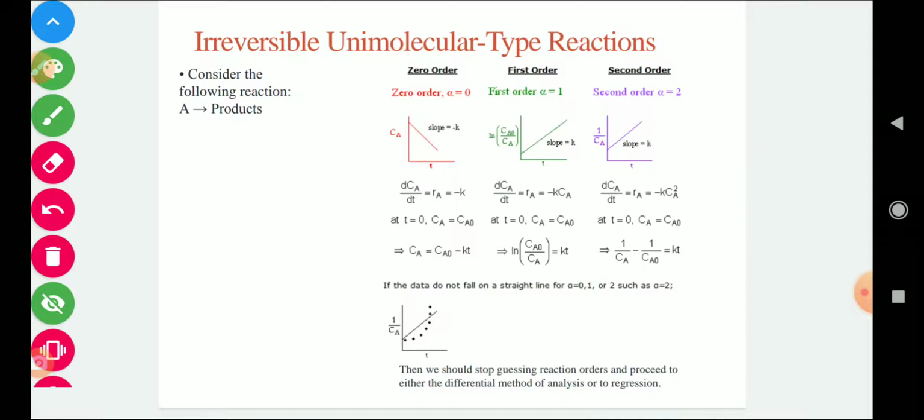But if the data do not fall on a straight line for alpha equal to 0, 1, 2, in that case the reaction is neither following zero order, first order, nor second order kinetics. Then we should stop guessing reaction order and proceed either to the differential method of analysis or to the regression method.